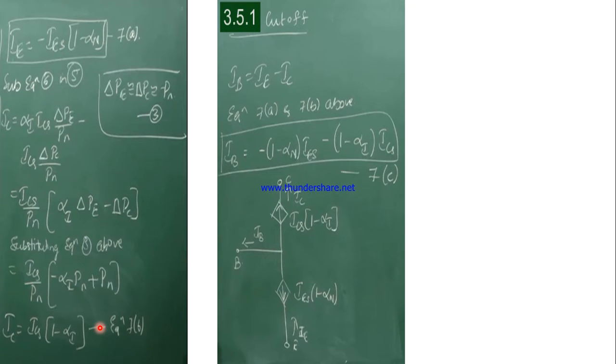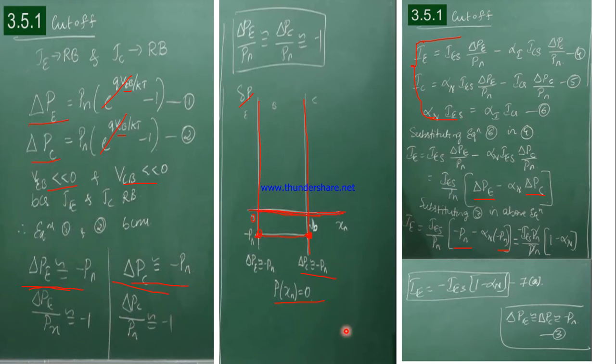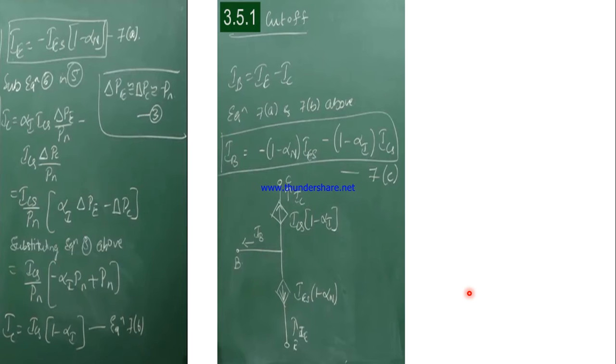So if you know the value of IE, that is the 7a equation, and the 7b equation, that is IC, the collector current, we know the emitter current, then we can calculate the base current. IB is equals to, substituting the value of IE and IC. IE we know, IC we know. If we substitute the values, we will be getting the value of IB.